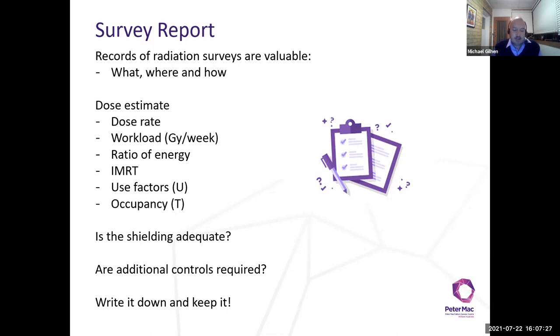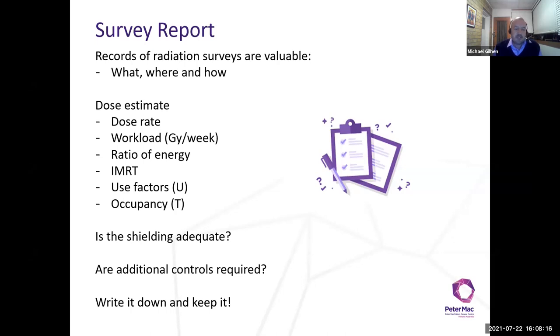Things change very rapidly. Let's say your hospital manager says, we're going to increase the energy of a LINAC. If you've got your old survey report, you can use that to see whether that's going to be acceptable in that facility or whether additional shielding is required. The room adjacent to that bunker might have been a storeroom, and the hospital says, we're getting busy, we need more offices. We're going to get rid of that storeroom and turn that room into an office. So you can go to your survey report, then go to the hospital management and say, yes, that room is acceptable, or you're going to need additional shielding.